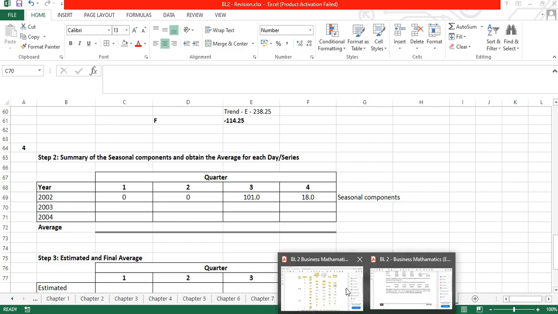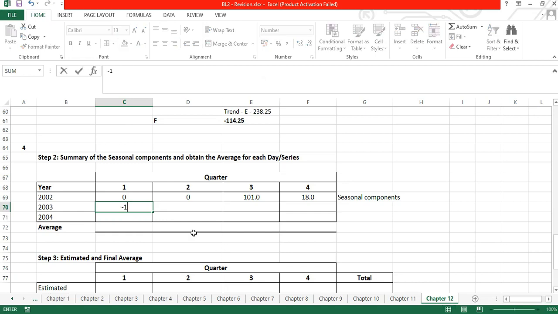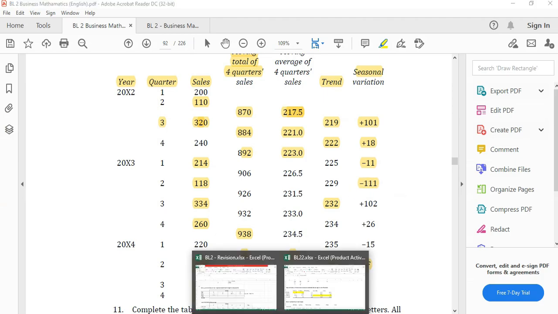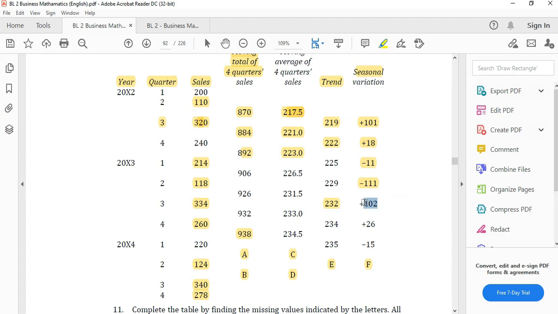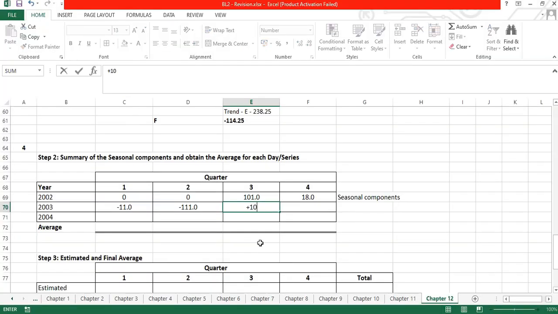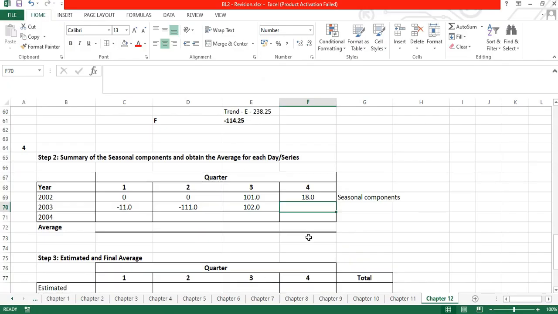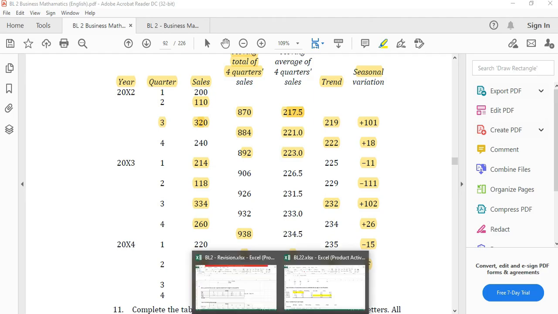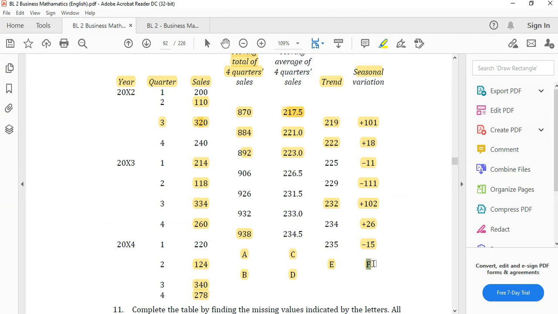Quarter 1 in year 2003 is minus 11. Then we have second quarter of 2003 minus 111. Third quarter of 2003 plus 102. Fourth quarter of 2003 plus 26. Keep entering like that. 2004 first quarter, the seasonal variation is minus 15. Second quarter, the seasonal variation is F.